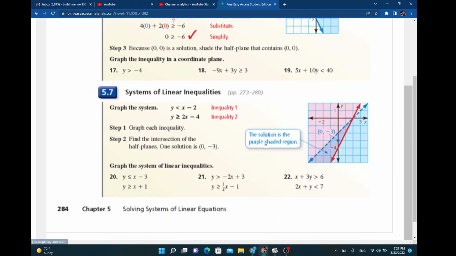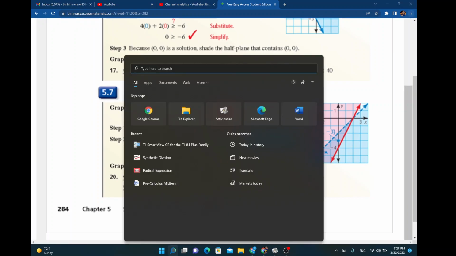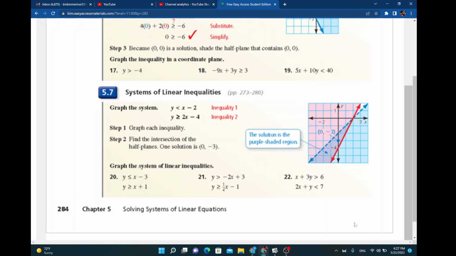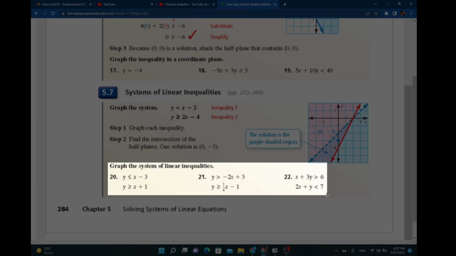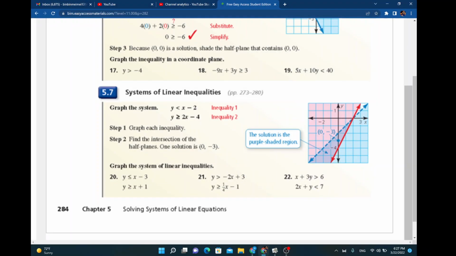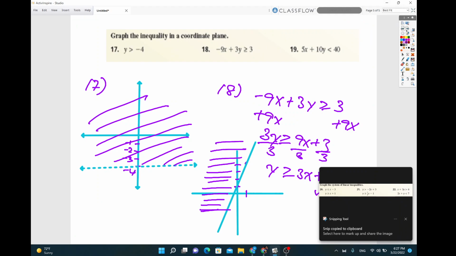Okay, so now let's see what else we have from the template. Back to the slide here. The other one is a little bit more complicated. It's a system of linear inequalities. Okay, so we'll take a look at that. Again, I just want to copy and paste the slide here. So check out 20 through 22. We'll do the challenging one.